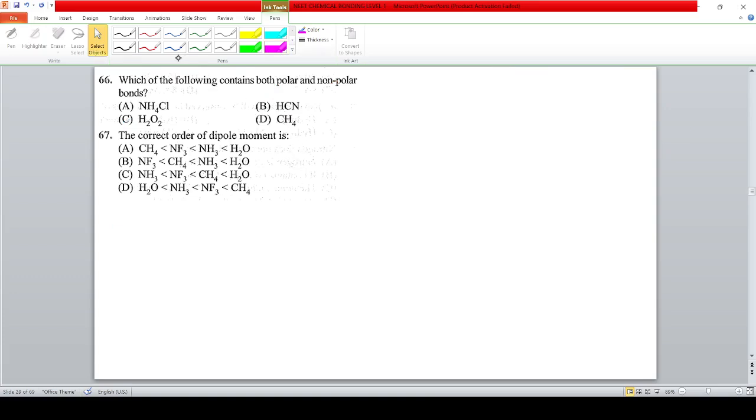Question number 66. Which of the following contains both polar and non-polar bonds? Both should be present. It contains an ionic bond, so that is not going to be the answer. HCN. This is also polar. Polar means charge is there. If the bond is between the same atoms, it is called non-polar. If the bond is between A and any other atom, it is polar.